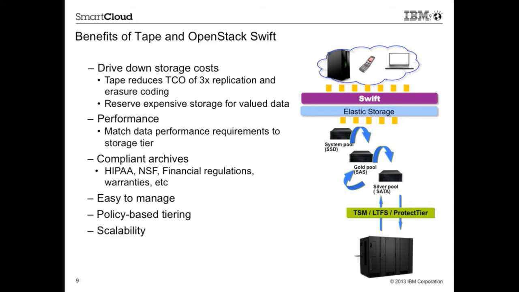So in summary, the goal of bringing tape into the OpenStack Swift environment is to drive down storage costs, which reduces the total TCO of both 3x replication as well as even erasure-coded data, as well as keeping the high tier available for the most commonly accessed data and moving all of the cold data down to the cheaper tiers. We can build compliant archives as well. The system is easy to manage, and as I stated, has policy-based tiering and can scale out to the needs of the applications.